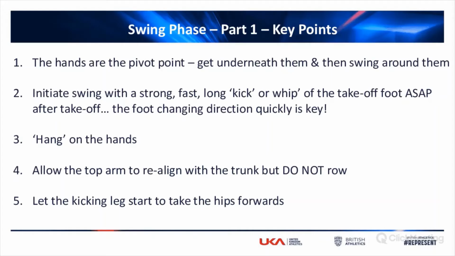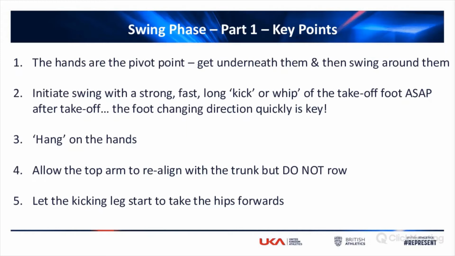And we're on. Okay, so the key points then that hopefully I've already made, but just to recap in terms of the first part of the swing phase, the hands are the pivot point at this moment in time. We have to get underneath them to start with into the C position, and then we initiate the swing about the hands. So we're hanging and swinging around the hands. That's initiated with a strong, fast leg kick or whip from the takeoff foot as soon as possible after takeoff, and that takeoff foot changing direction quickly at the bottom is key.